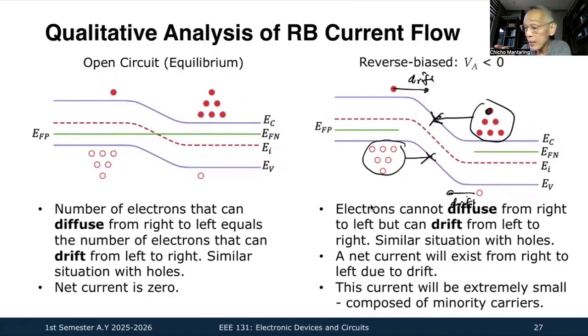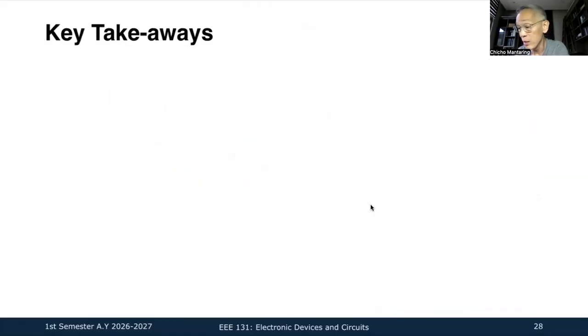Okay, so that is a qualitative analysis of current flow. So again, to review, when forward biased, you have current flow from anode to cathode, and that is due to diffusion. When reverse biased, you have current flow, this time from cathode to anode due to drift. But that current flow, when reverse biased, is very, very small.